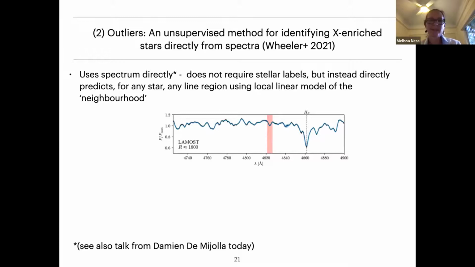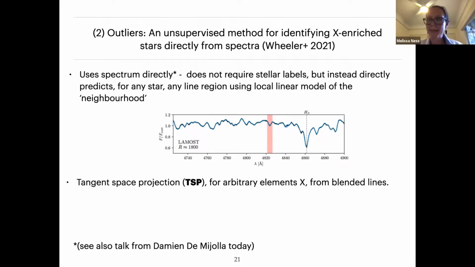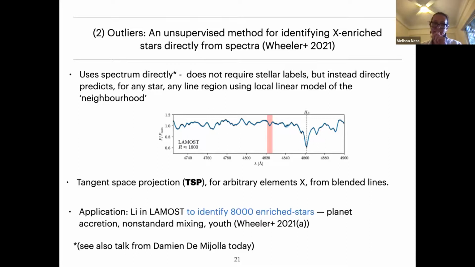This has been developed on the LAMOST spectra. You basically say for any star, if I want to know what that masked region is, that little region in pink, I can build a model of say 100 nearest neighbors stars in spectral space to use other regions of the spectra that aren't masked to predict that region for my star. I can then compare the data to my prediction and see if it's strange or not, comparing to its neighborhood. Okay, so this is called tangent space projection for arbitrary elements from blended lines.